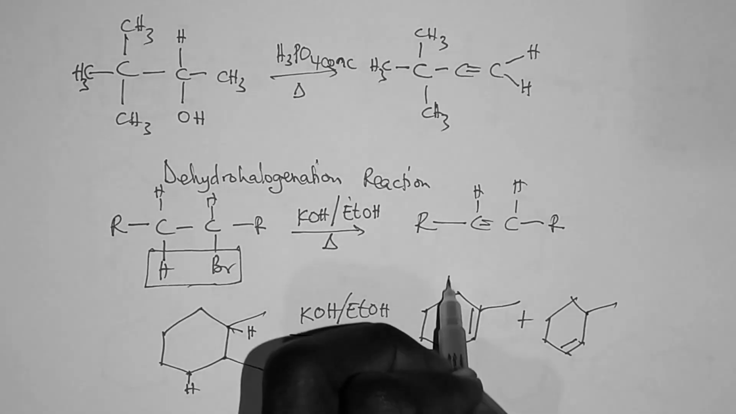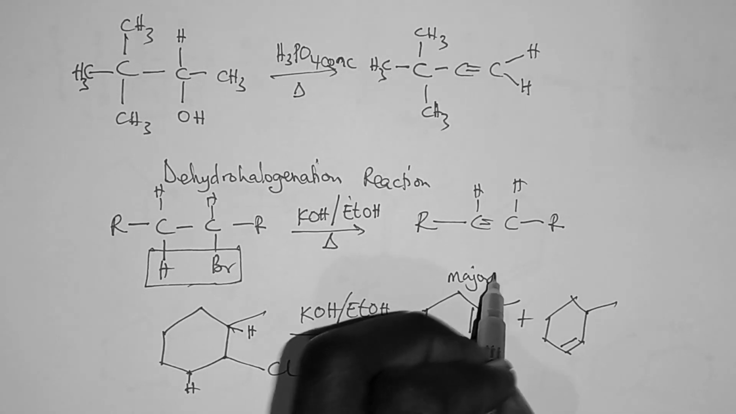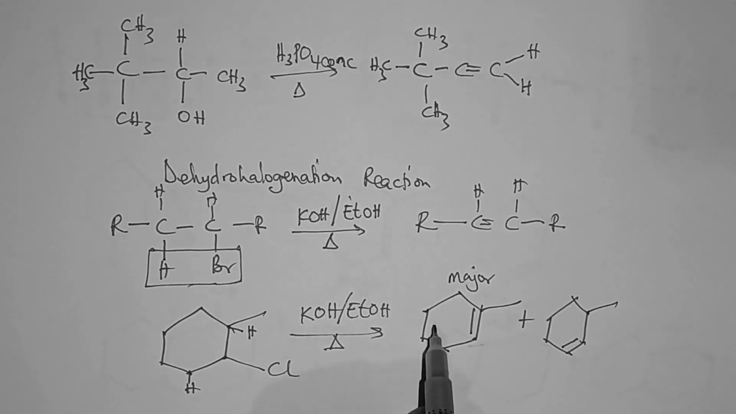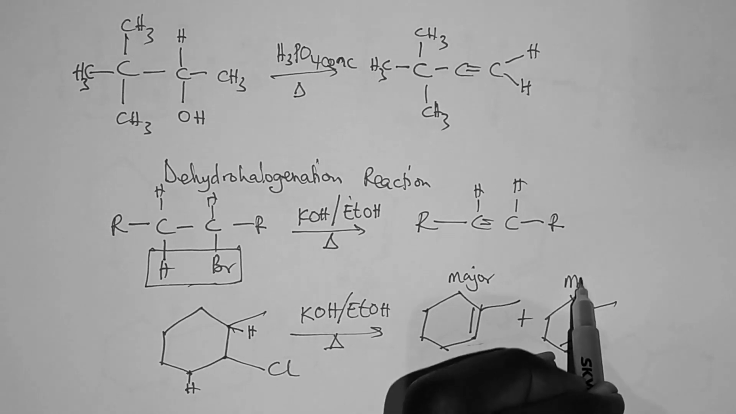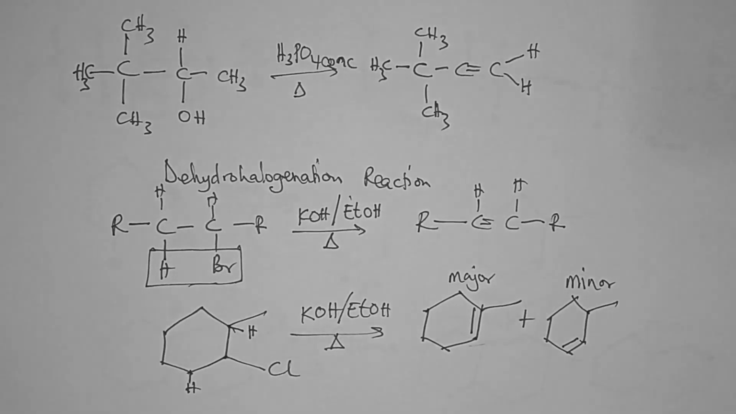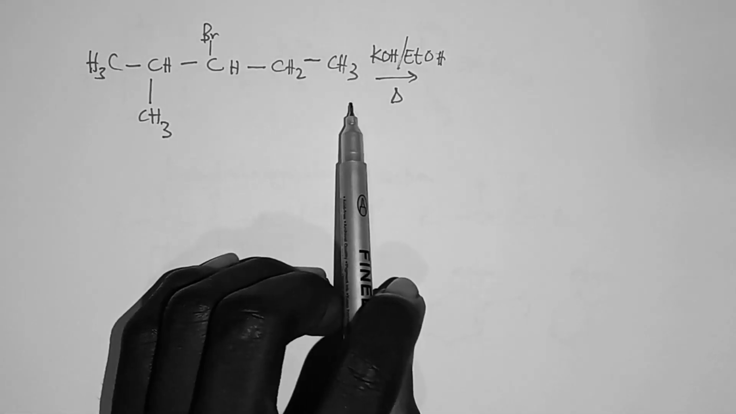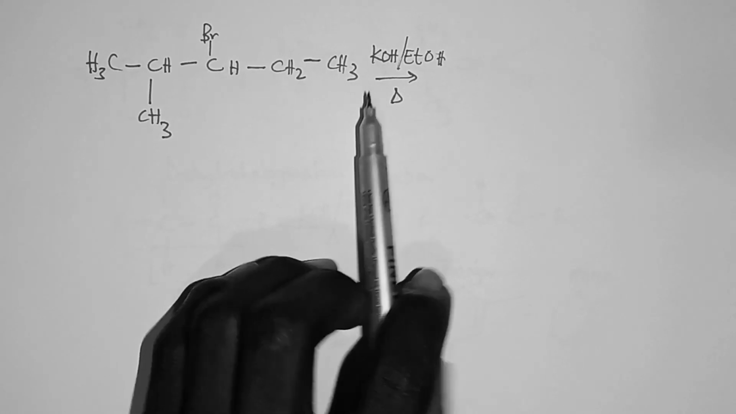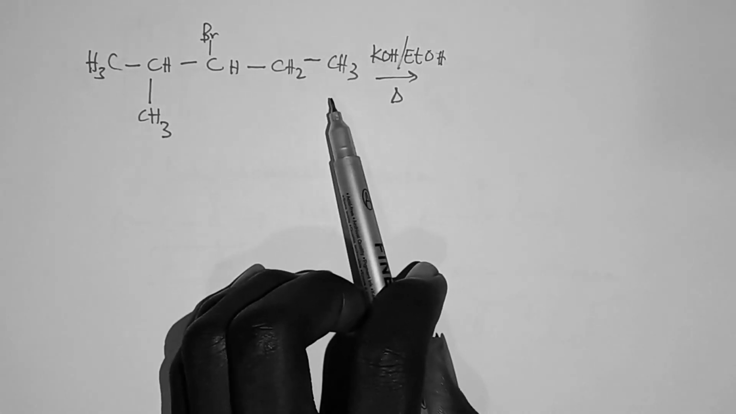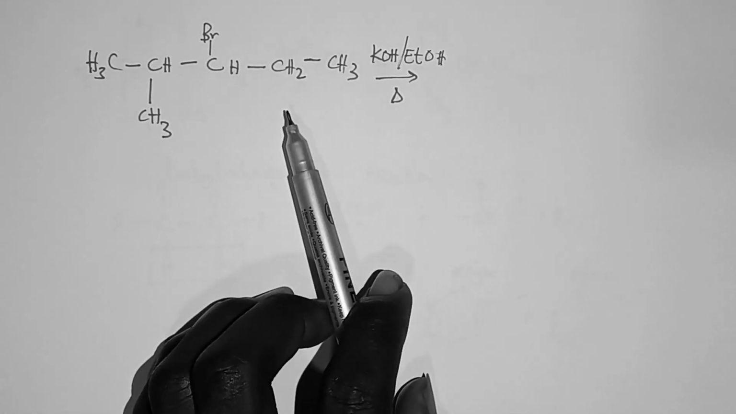However, this will be the major product because this product is coming from the more substituted alkene. Because you can see that this is a tri-substituted alkene and this is a di-substituted alkene. Therefore, this becomes the minor product. So what will be the product formed in this reaction? You can see that this is a dehydrohalogenation reaction.